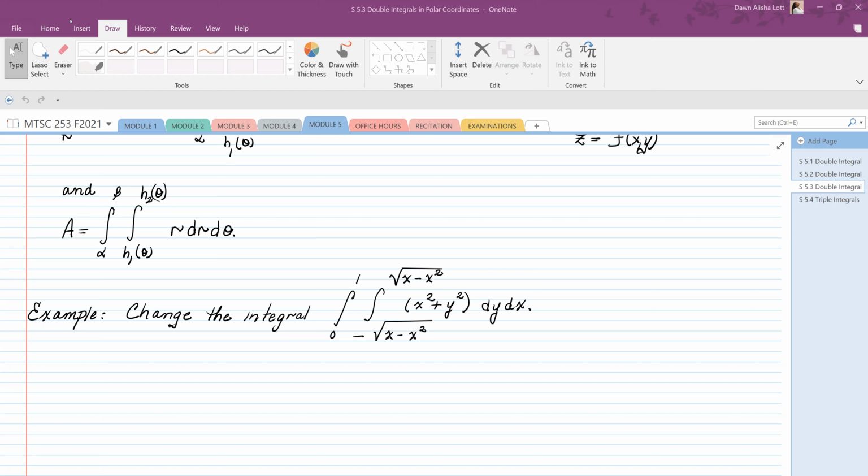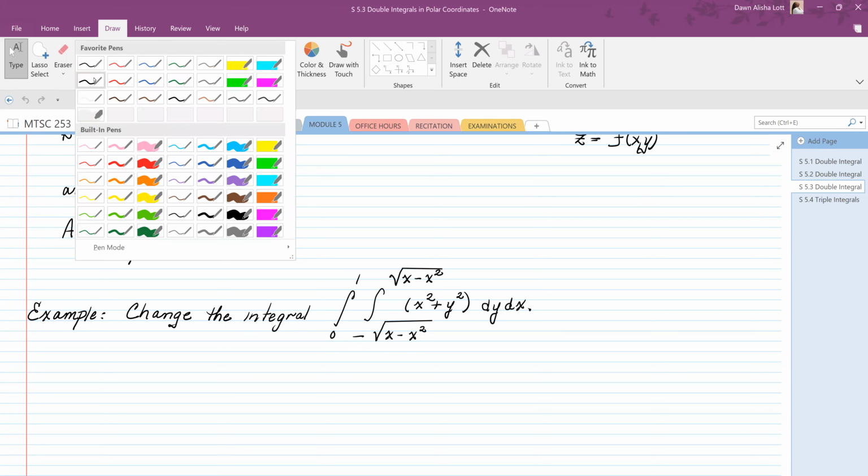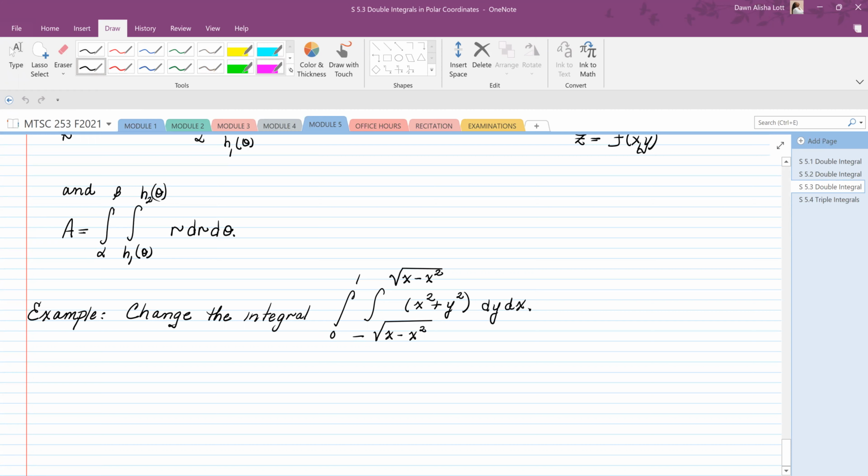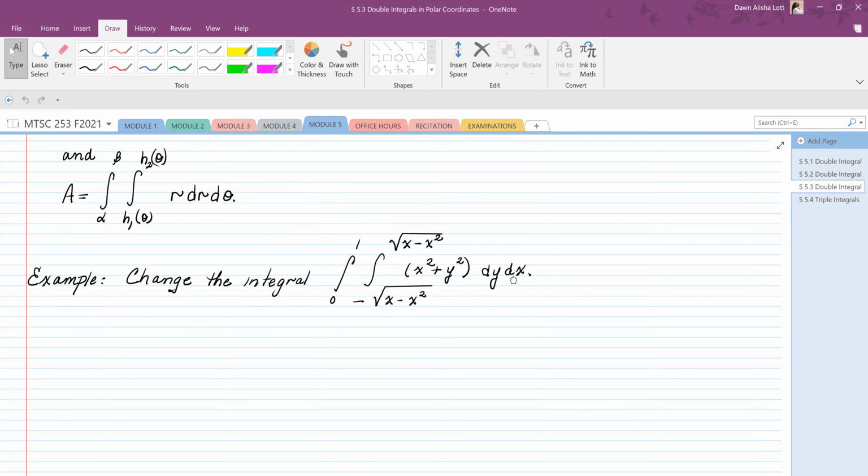So the first thing I can see from this is that x goes from 0 to 1, and y goes from minus the square root of x minus x squared to plus the square root of x minus x squared.